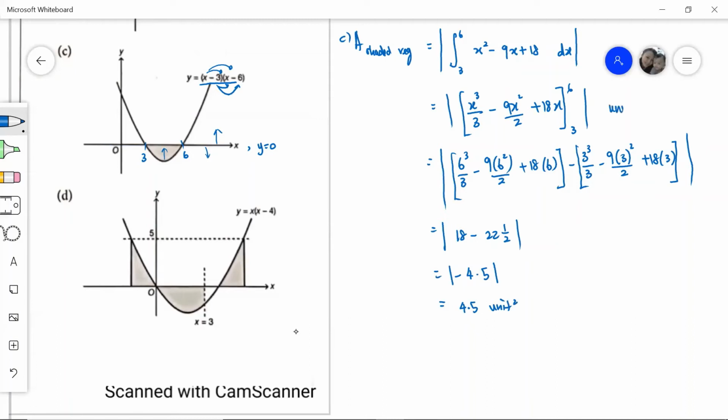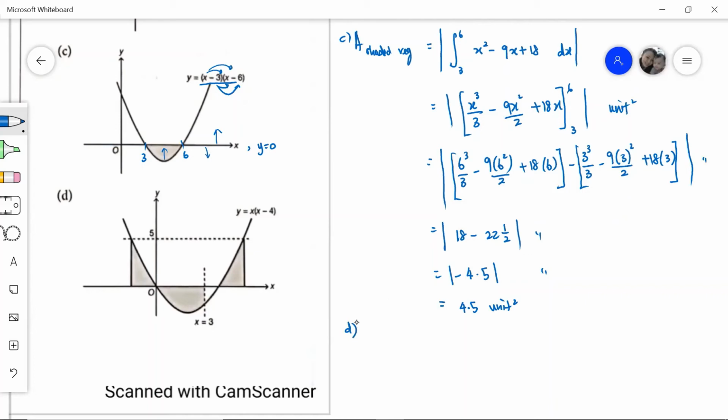Okay? That is the reason we have to put the modulus symbol on our own. So anything below the x-axis is negative. So we have to put modulus manually to get rid of the negative element here. So that is for part C. Next, let's go to part D.